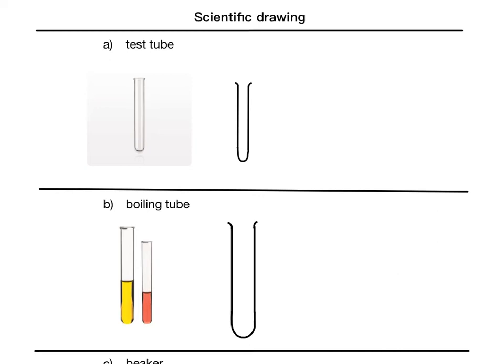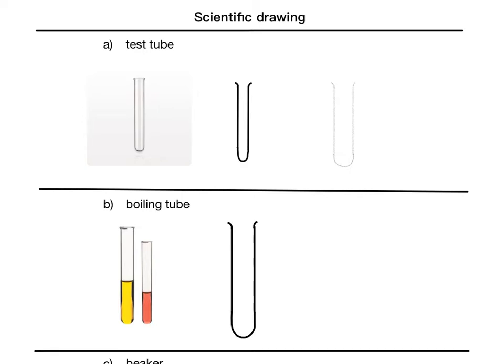Okay, now I am going to show you how to draw a scientific diagram of each different apparatus. First of all, you have to prepare a ruler and a very sharp pencil. Okay, so you can start by drawing two straight lines and then join them. Okay, so this would be a test tube.